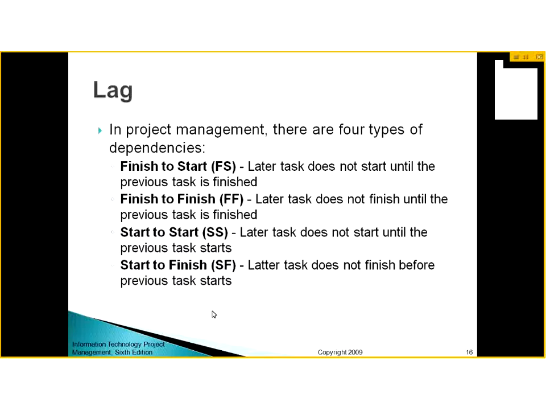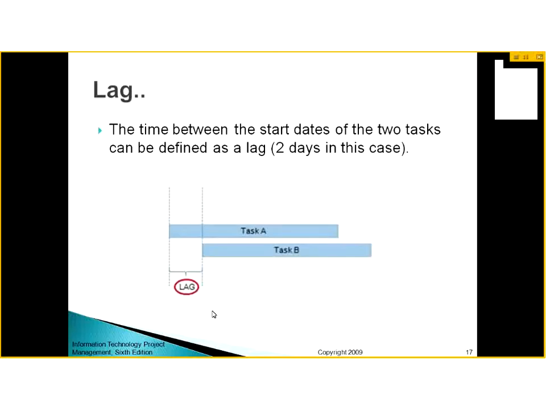Now in project management, there are 4 types of dependencies between activities: finish to start, finish to finish, start to start, and start to finish. Finish to start means the later task does not start until the previous task is finished. Finish to finish means the later task does not finish until the previous task is finished. Start to start means the later task does not start until the previous task starts. And start to finish means the later task does not finish until the previous task starts.